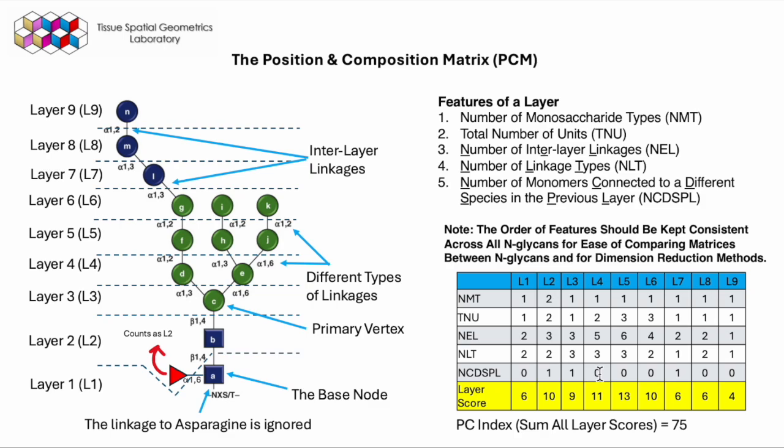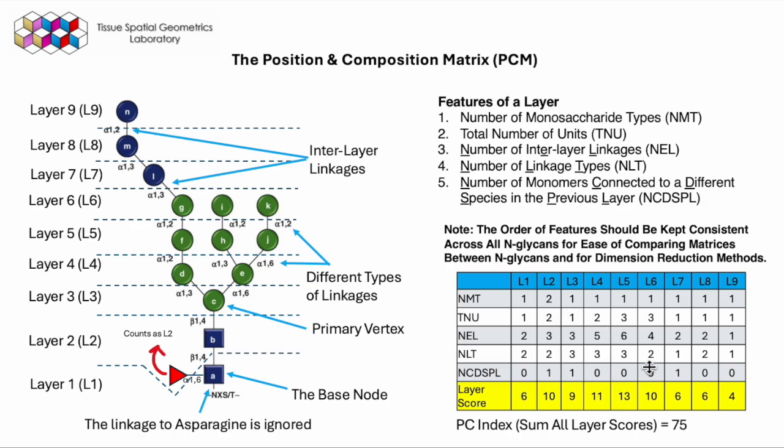So in this way, we systematically measure the same features for every single layer, and we have to make sure to measure the features in this exact order. Otherwise, we won't be able to compare these matrices objectively with other matrices later on.